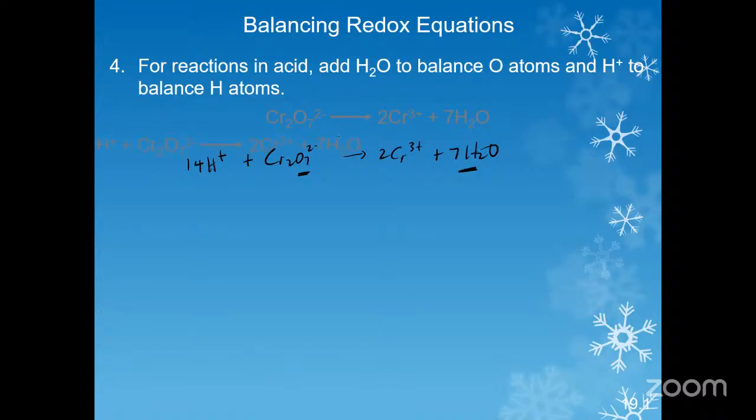So let me see here. So this is the final answer. It's not clear here, so that's why I'm writing this here, all right? So this is what you end up with when you balance the oxygen atoms by adding water and the hydrogen atoms by adding H+.